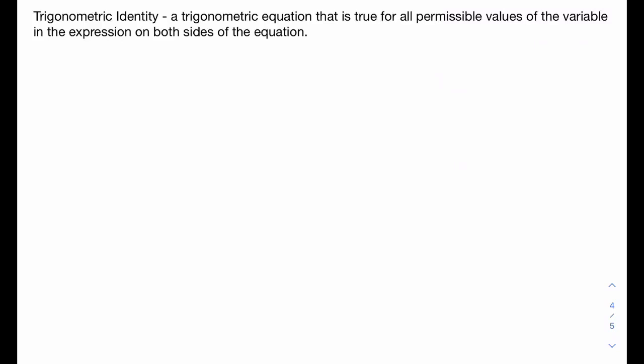Hey guys, in this video we will be looking at trigonometric identities. So a trigonometric identity is a trigonometric equation that is true for all permissible values of the variable in the expression on both sides of the equation. Let's start off by looking at the reciprocal identities.